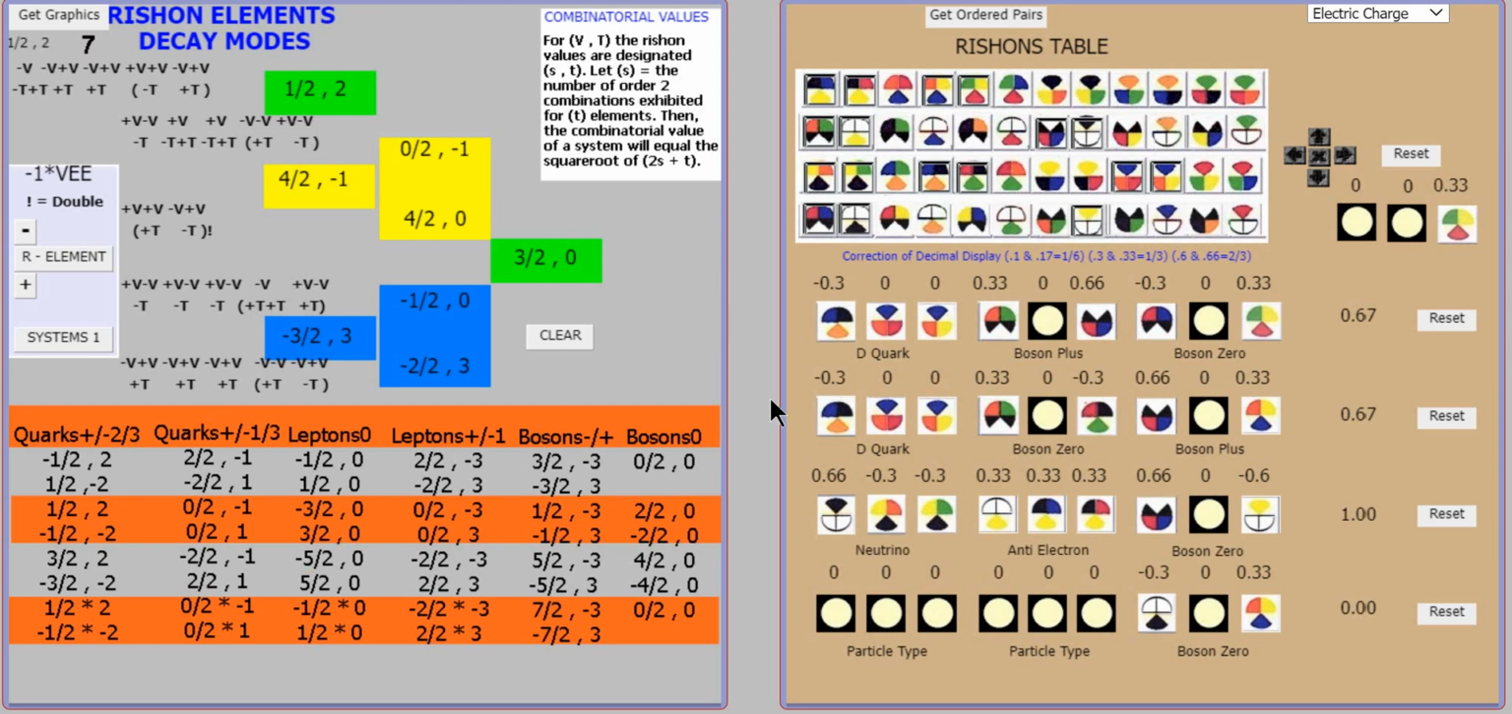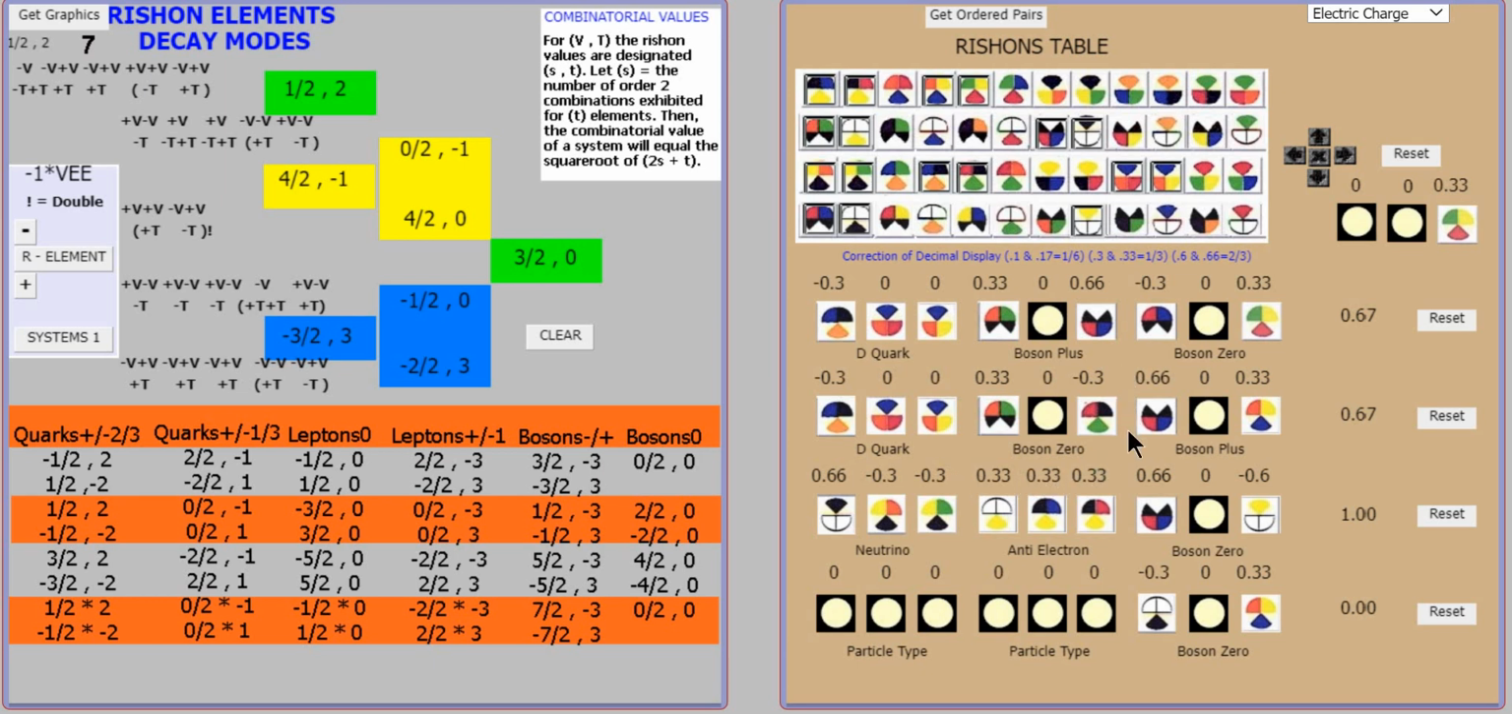Let's continue our investigation by looking at the B quark and the emitted W plus boson. Now, if we look at the electric charge, we'll see that for the B quark, the D quark provides a minus 1/3 charge in association with the boson 0, which provides no electric charge. So for the B quark, the electric charge is minus 1/3.